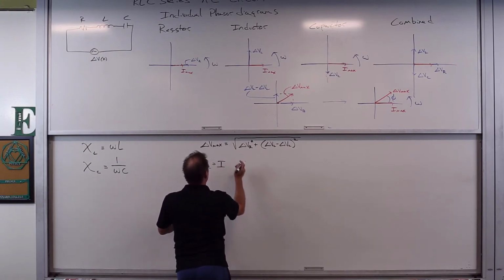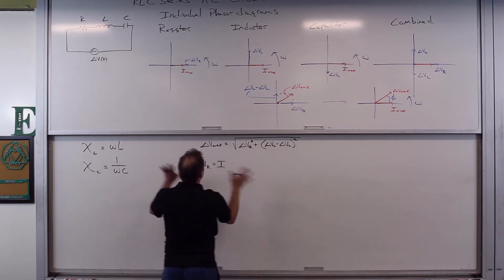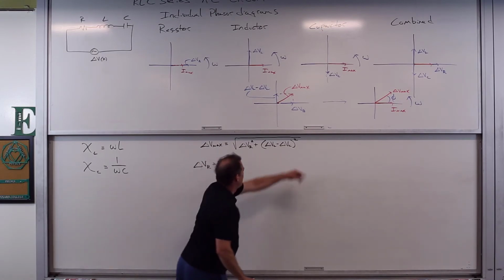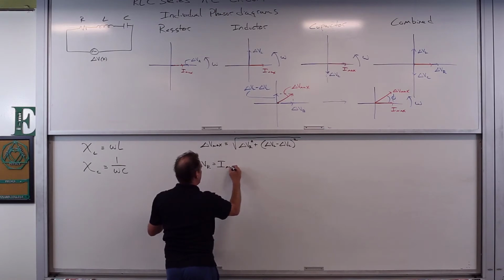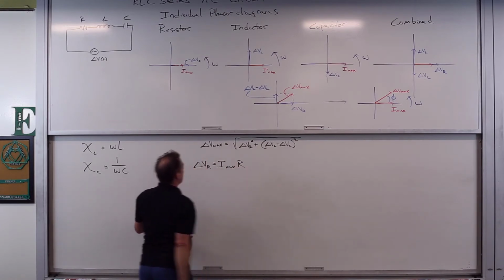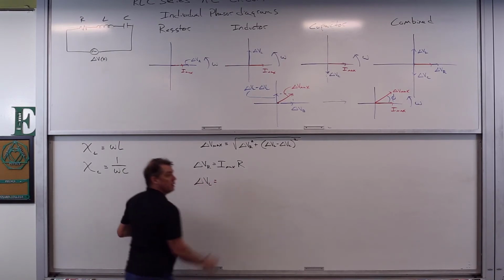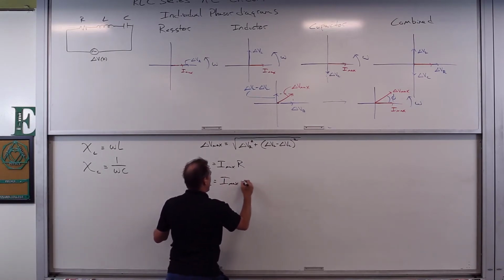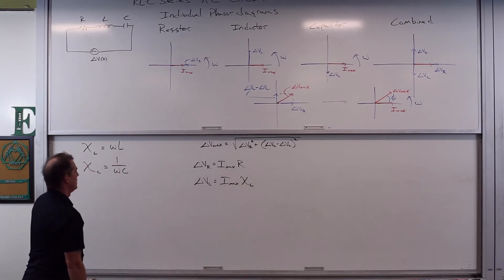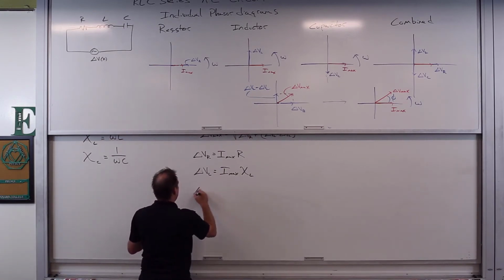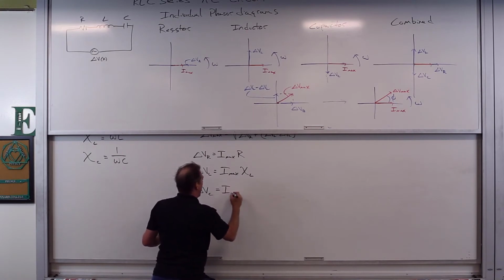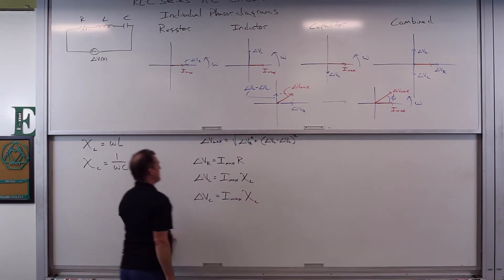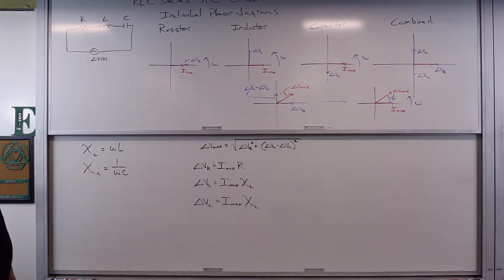And then we've got things like delta V sub R is equal to I. These are all max values. Max. This isn't time varying anymore. Max value, these are all in terms of max values. So we've got I max times R. We've got the delta V sub L is equal to I max times chi sub L. And delta V sub C is equal to I max times chi sub C. Where again, chi sub L and chi sub C are defined in those ways right there.